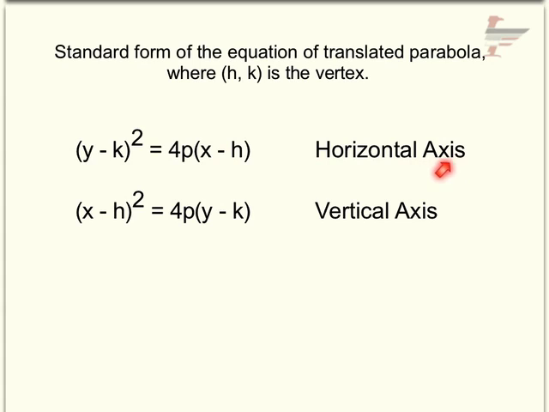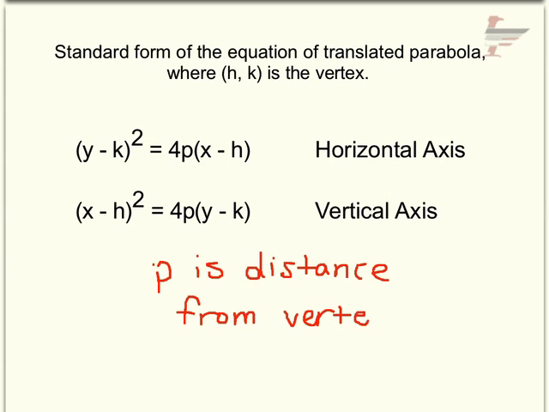If you have a horizontal parabola, your y is still going to be squared. However, it's going to be y minus k, and that k value tells you where you're going to translate in the y direction. And the h is connected to the x, so that's going to tell you where you shift in the x direction, in other words, horizontally. Notice you still have the 4p in front of that, and remind yourself that p is the distance from the vertex, but the vertex is now at (h, k) and not (0, 0).